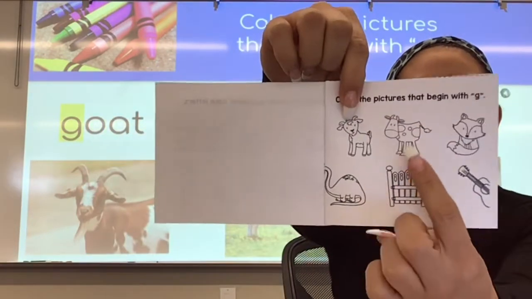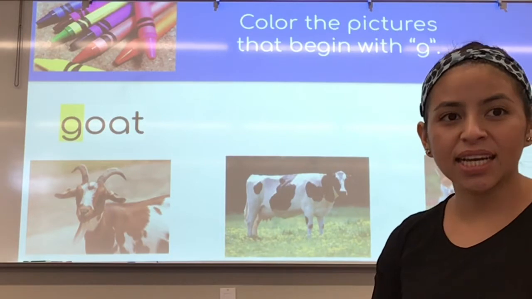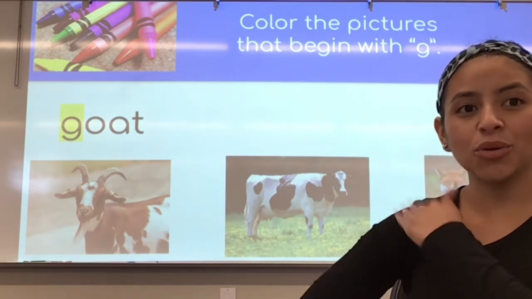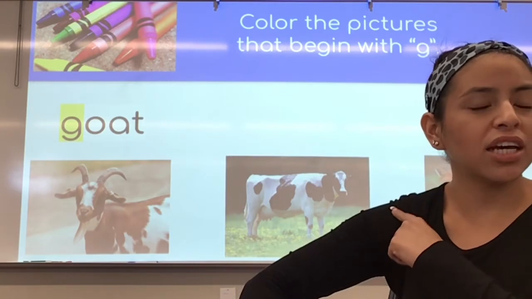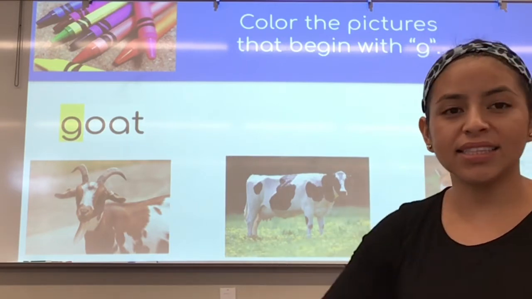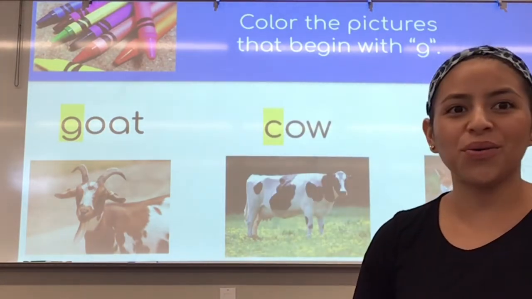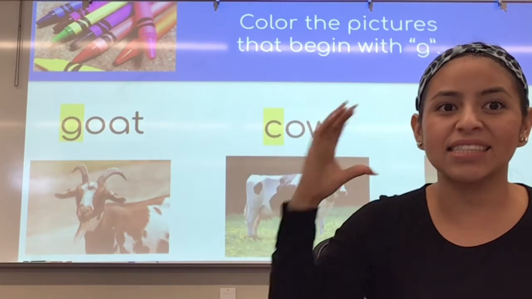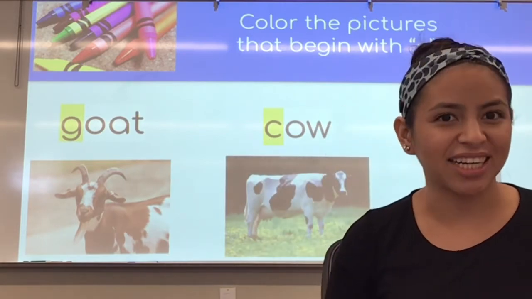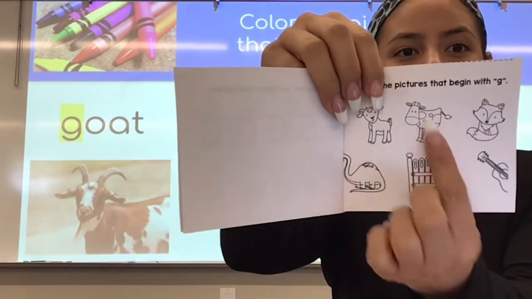Now moving on to my cow. Does cow begin with the letter G sound? Do you hear it? Do you hear the G in cow? Let's see. Ooh, is that a G? No, that is not a G. That is the letter C. And C says K, not G. All right, so we're not going to circle our cow. You can put an X on that if you'd like.